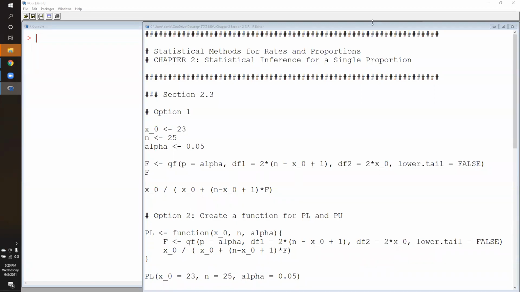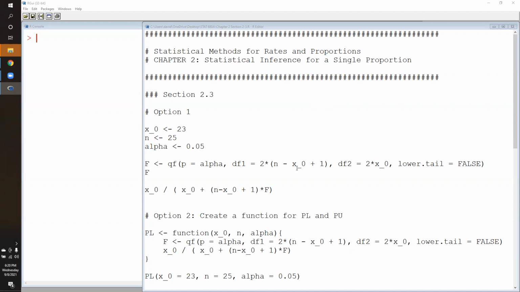Hello, everyone. Today we're going to be going over Statistical Methods for Rates and Proportions, Chapter 2, Section 2.3. In this section, it talks about using the F distribution to create confidence intervals. So we're in the same scenario where we have X following a binomial distribution with a fixed number of trials N and a probability of success P.